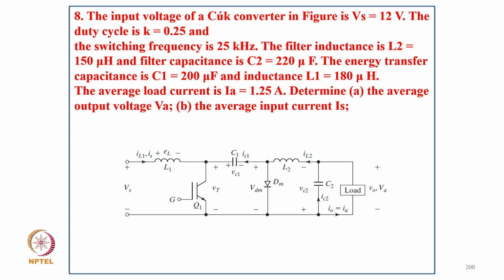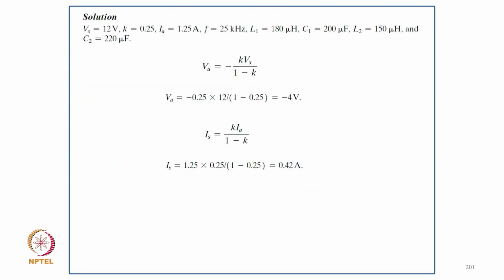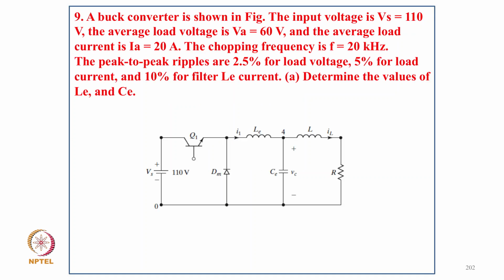Coming to numerical problem 8, the input circuit of a buck converter is given in the figure. Vs equal to 12 volt, duty cycle is 0.5 and the switching frequency is 25 kHz. The filter inductance is 150 microhenry and the filter capacitor is 220 microfarad. Energy transfer capacitor is 200 microfarad and inductor is 180 microhenry. The average load current Ia equal to 1.25. Determine the average output voltage and average input current. So putting the values, we get the average voltage minus 4 volt and the input current comes 0.42.